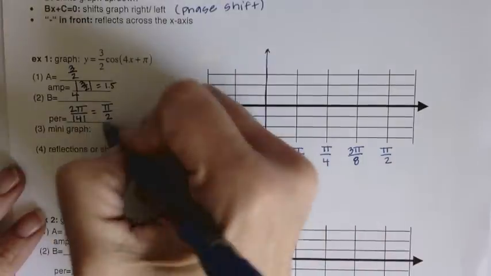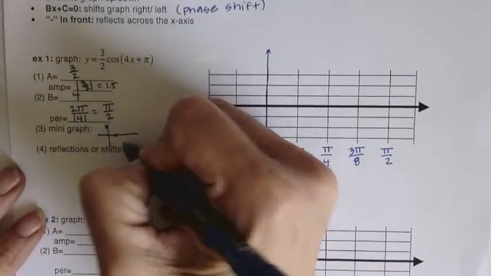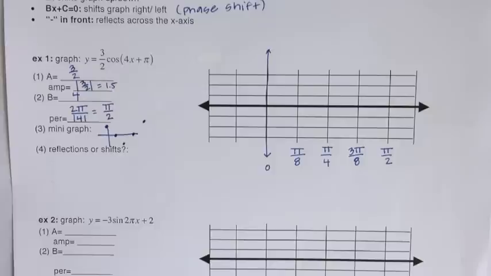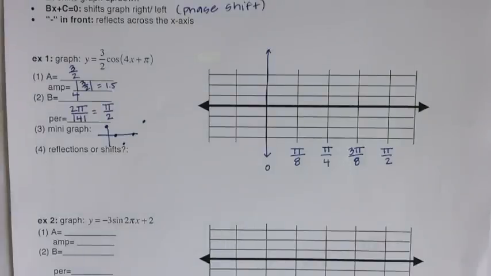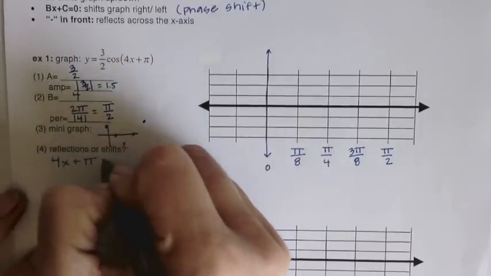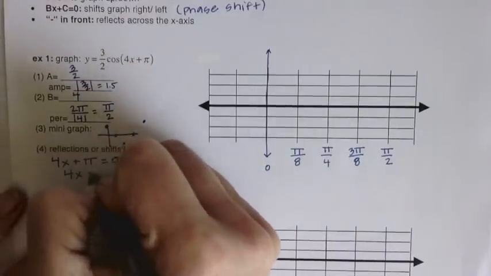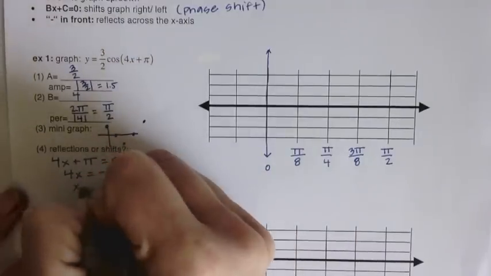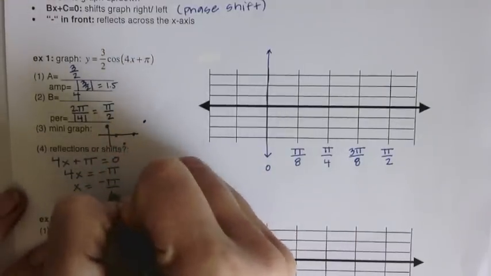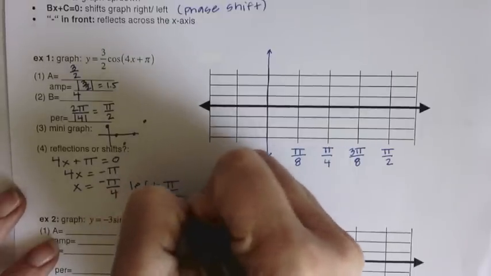Now, mini graph, that's just reminding you that we're graphing cosine. So it starts up at its maximum and then x-intercept, minimum, x-intercept, back to the maximum. Reflections or shifts. So you have to do this. 4x plus pi equals 0. 4x equals negative pi. X equals negative pi over 4. So it's going to go left pi over 4.